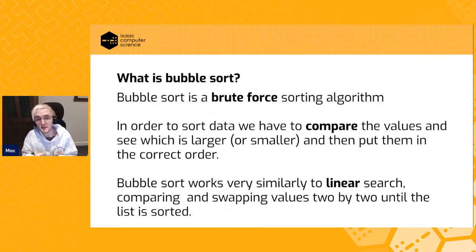Now, bubble sort works very similarly to linear search, right? It goes through a collection one by one, comparing them and then swapping them. So it goes from start to finish and it compares them and swaps them. And it keeps doing this until we've ended up with a sorted list. So that's why it's called brute force, right? Because it goes from start to finish and it does it very procedurally, one after another, very similar to linear search.